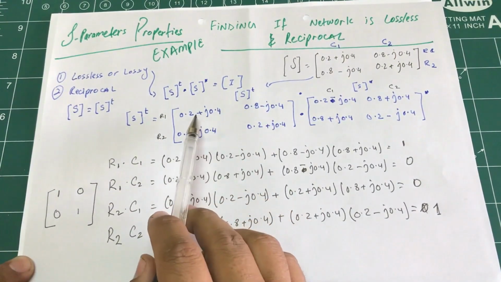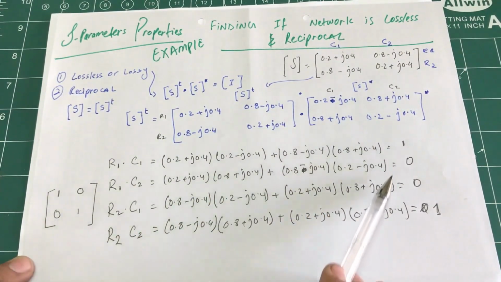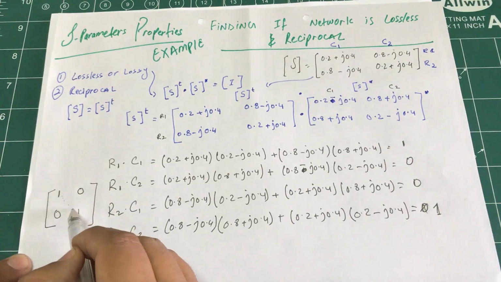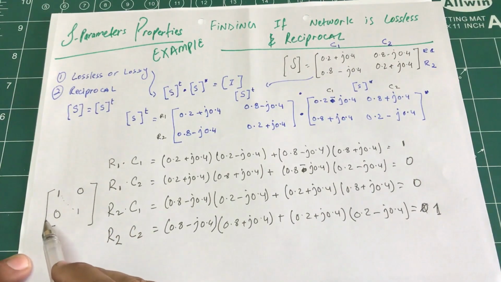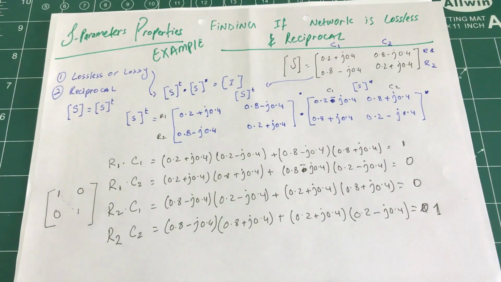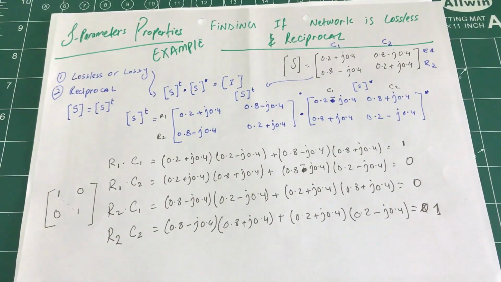Since this is a two-port network, I have 4 values. When I multiply this by this, these are the values I'm getting. When I put it in a matrix form, this is how it looks: 1, 0, 0, 1, which means the main diagonal is 1. This thing is 0. That means my network is a lossless network. Based on the values, there is no loss in my network. And this is how you check, based on S parameters, if my network is lossless and if my network is reciprocal. These are the two important properties that we look at when we observe the S parameters.